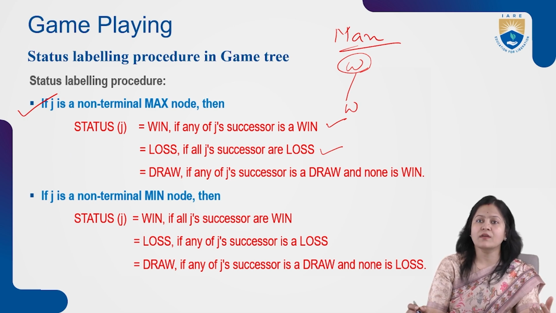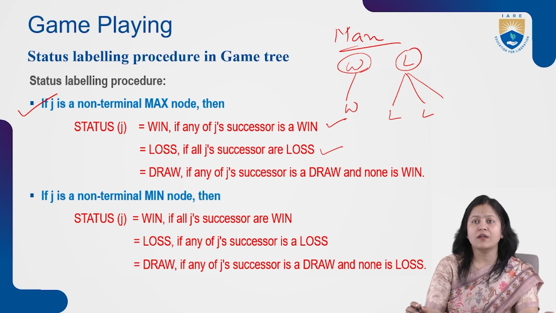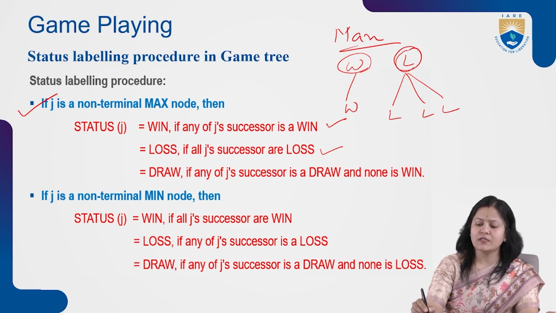Suppose a node has 3 children, then it can be denoted as L if all the children are L. The children may be 1, or 2, or 3, or 5, or N. So if all the children are L, then only we can write the status of the non-leaf node as L. That is for the max node. I'm talking about the max node right now.